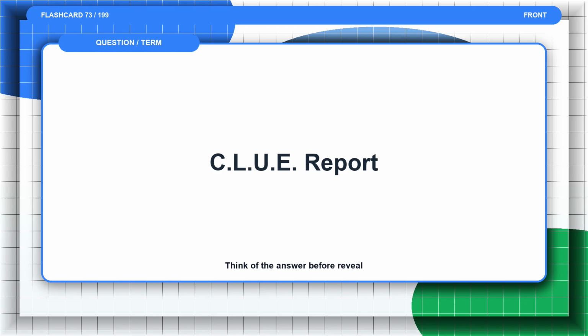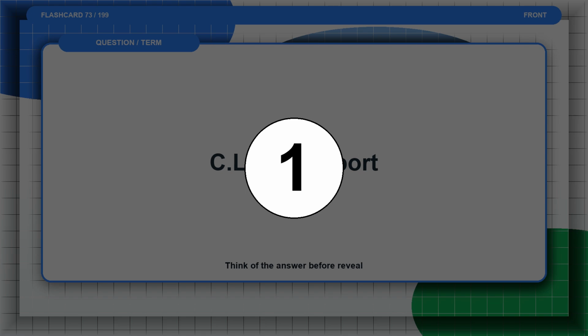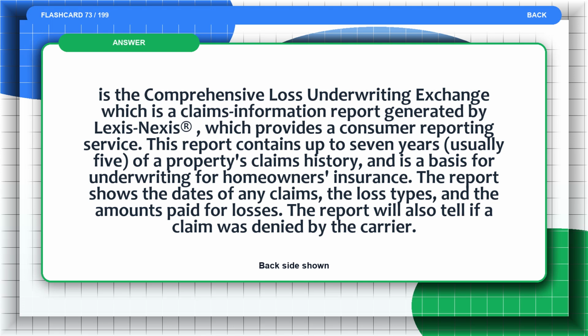Flashcard 73. CLUE Report. Pause and think of the answer before the reveal. The answer is the Comprehensive Loss Underwriting Exchange, which is a claims information report generated by LexisNexis, which provides a consumer reporting service. This report contains up to 7 years, usually 5, of a property's claims history, and is a basis for underwriting for homeowners insurance. The report shows the dates of any claims, the loss types, and the amounts paid for losses. The report will also tell if a claim was denied by the carrier.